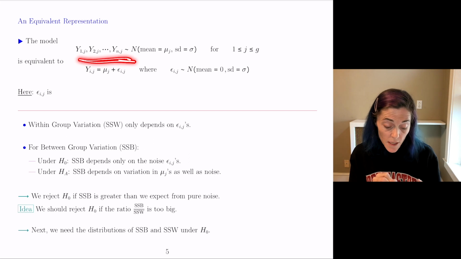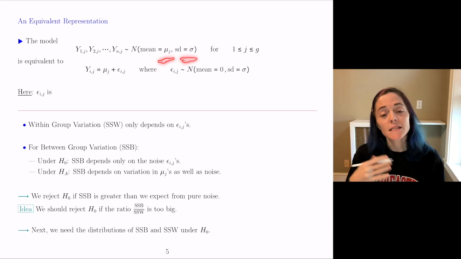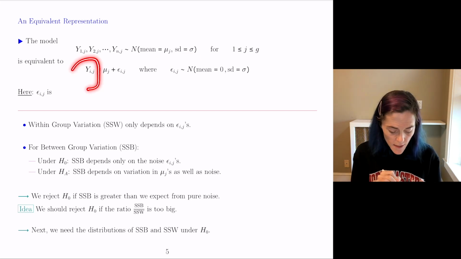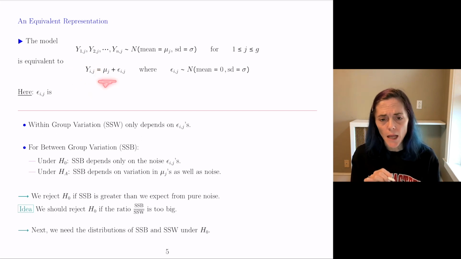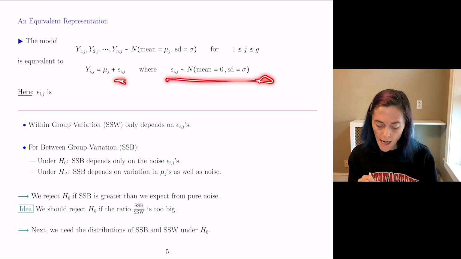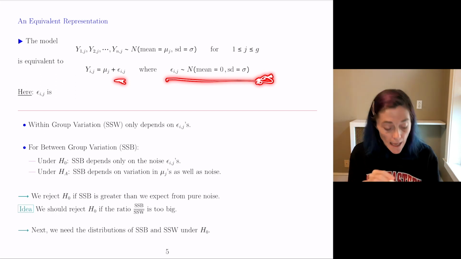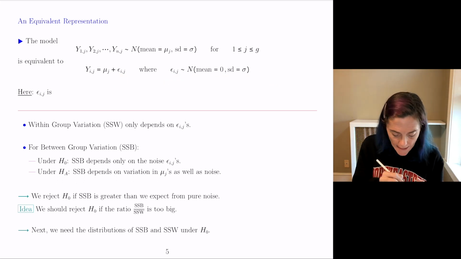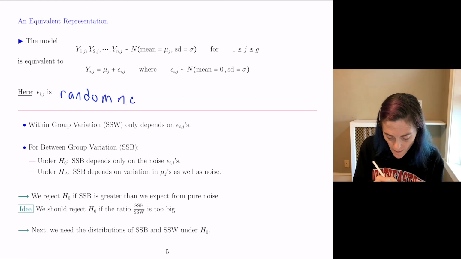Okay, I want to mention an equivalent representation of this model. So we can have this random sample from a normal distribution, mean mu j, standard deviation sigma. This is equivalent to saying that this Yij term equals the mean plus some epsilon ij, where epsilon ij comes from the normal distribution with 0 mean, standard deviation sigma. Here, this epsilon ij is random noise. This is the way to think about this.